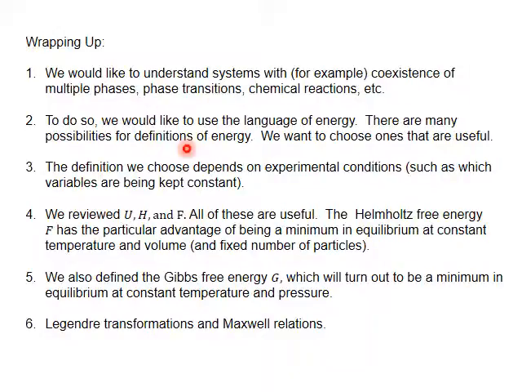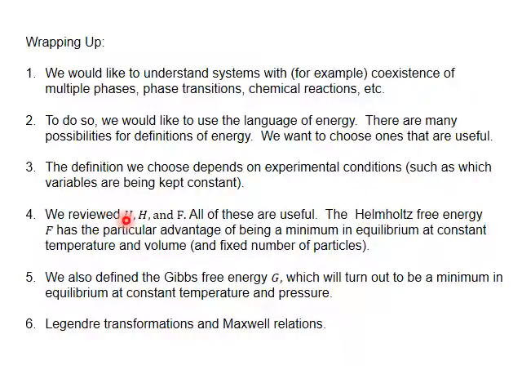To do so, we would like to use the language of energy. I drew from a couple of examples, including classical mechanics, to show why. The problem is that with things like work, PV, heating, TS, and chemical potential energy, mu times N, there are a lot of different possible ways to define an energy, and we want to choose only those that are useful. And the definition that we choose can depend on a particular set of experimental constraints, such as which variables are being kept constant during an experiment. So I reviewed three possibilities in detail today.